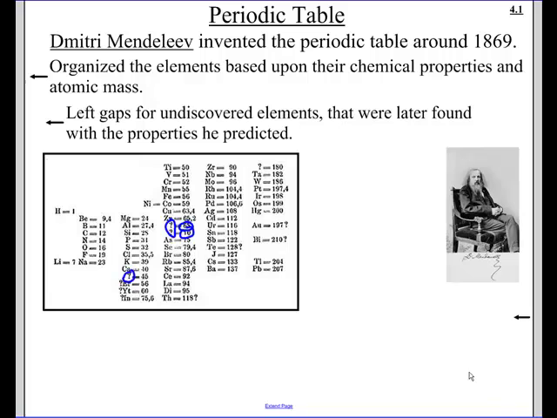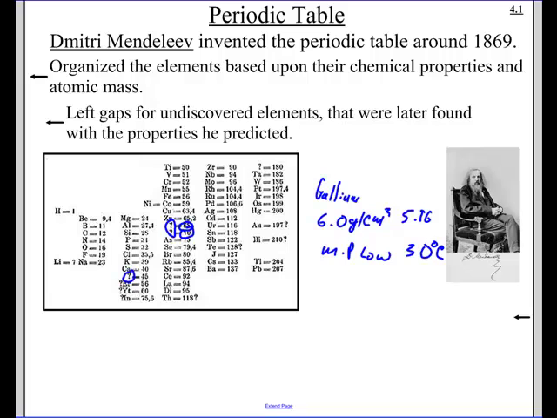And when his periodic table was finally accepted, it was because some of those elements were discovered. For example, the element gallium. He predicted that it would have a density of about 6.0 grams per cubic centimeter. When they found it, it actually had 5.96 grams per cubic centimeter, so he's very close. He said that the melting point for this unknown element would be very low. Well, gallium has a melting point of 30 degrees Celsius, which is just above room temperature.